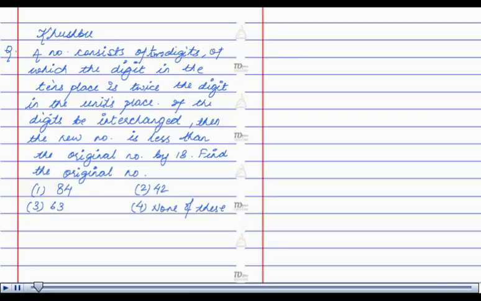Hello, I am Khushbu. The question is, a number consists of two digits of which the digit in the tens place is twice the digit in the units place. If the digits be interchanged, then the new number is less than the original number by 18. Find the original number.